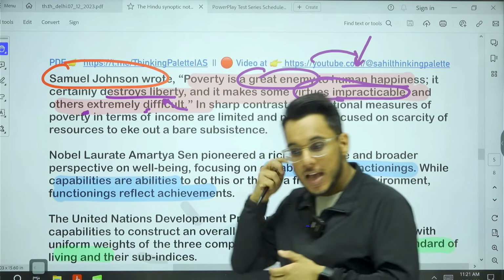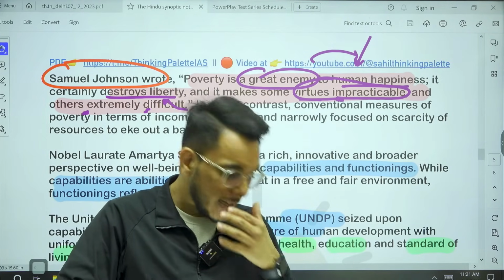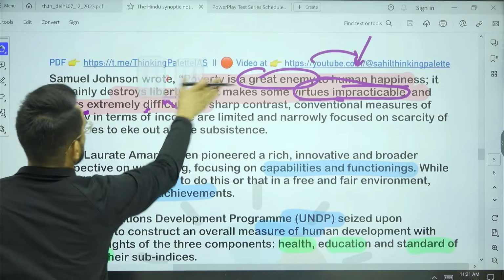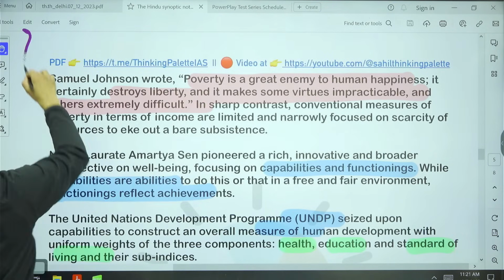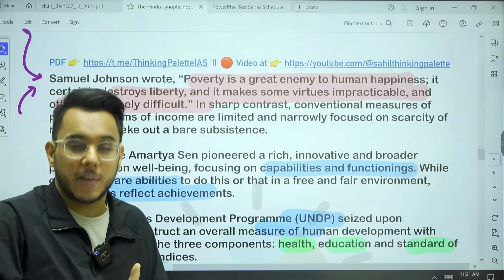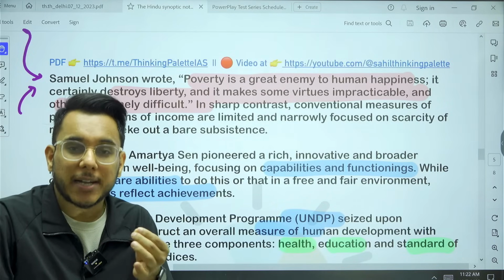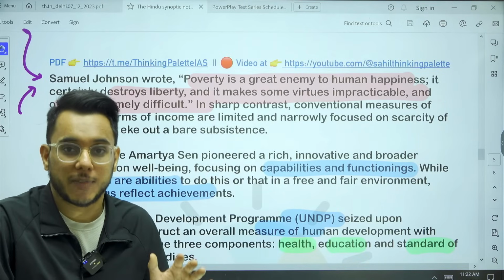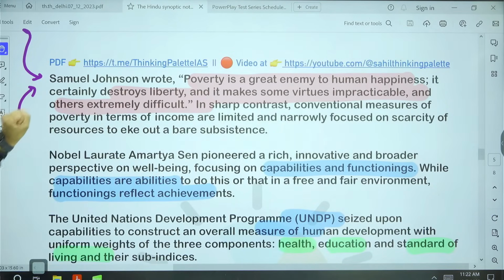Now see this particular thing. If a person is way too poor, there are many virtues. It is being said that you can practice a lot of virtues once your belly is fed. Now see, what is the basic instinct of human? The basic instinct of human is survival. And once his survival is ensured, he will move further into the lines of ethics. This is something that is said by Samuel Johnson.